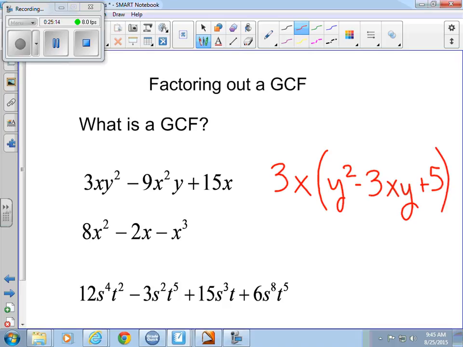How can I know if I'm right? Multiply it back in, right? Because I just undid multiplying it in, so just check. 3x times y squared, does that give me 3xy squared? 3x times negative 3xy, does that give me negative 9x squared y? And 3x times 5, does that give me 15x? Good job. Try this.